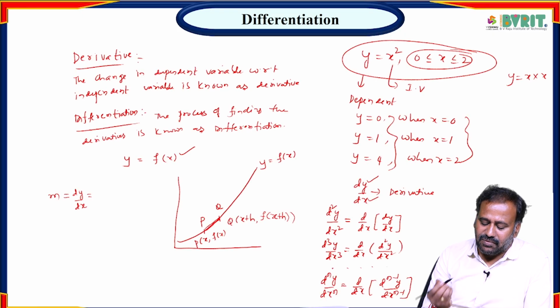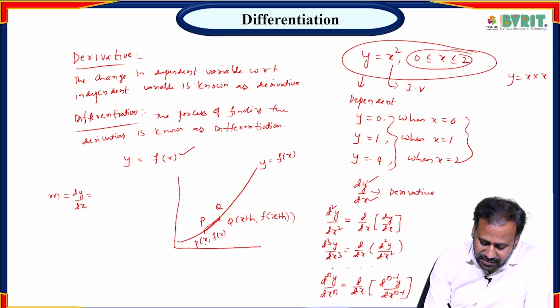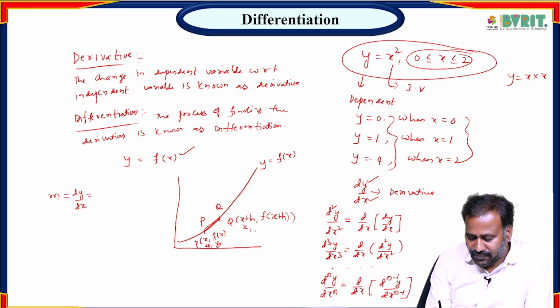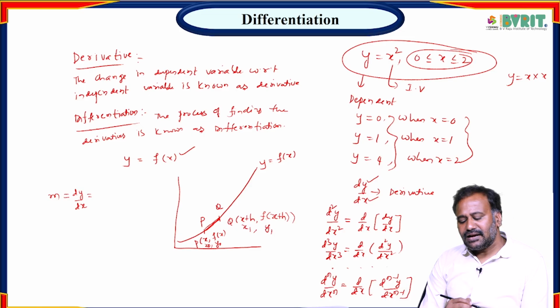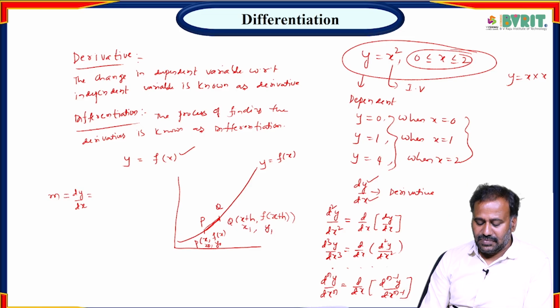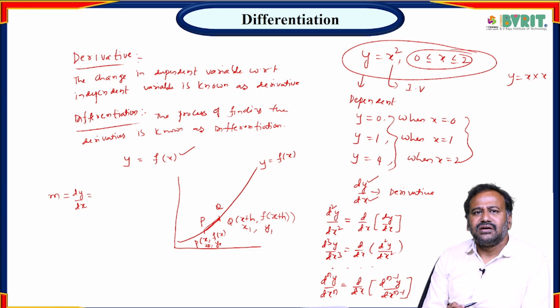Before that, for my convenience, I'm taking this point as x naught, y naught, and this as x1, y1. Later I'll say something about this h value, because the whole thing will run on that h value only. After deciding h, we can give the proper meaning to that derivative.